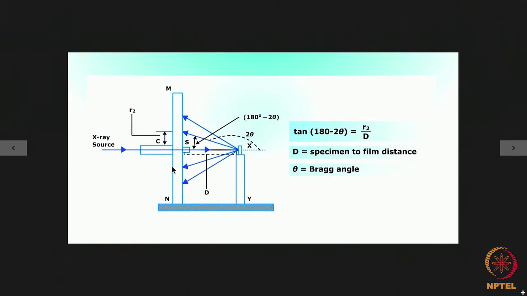So, in this particular case, what happens? We allow the X-ray from the X-ray source to pass through the collimator and through a hole in the center of the film to strike the single crystal, and all the rays which are diffracted in the backward direction can be recorded on the film here. So, for a particular diffraction spot over here, this is the value of 2 theta. So, this angle here is 180 degrees minus 2 theta. This distance can be measured on the film. From the measured distance and the given distance from the specimen to the film, you can find out the value of theta easily.